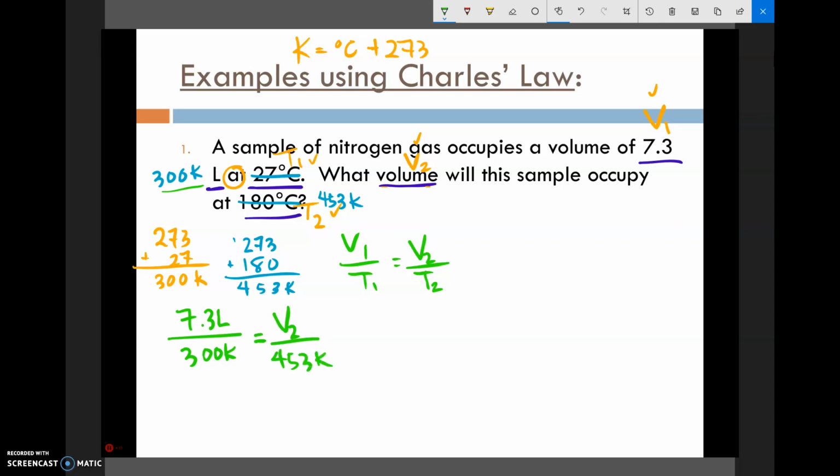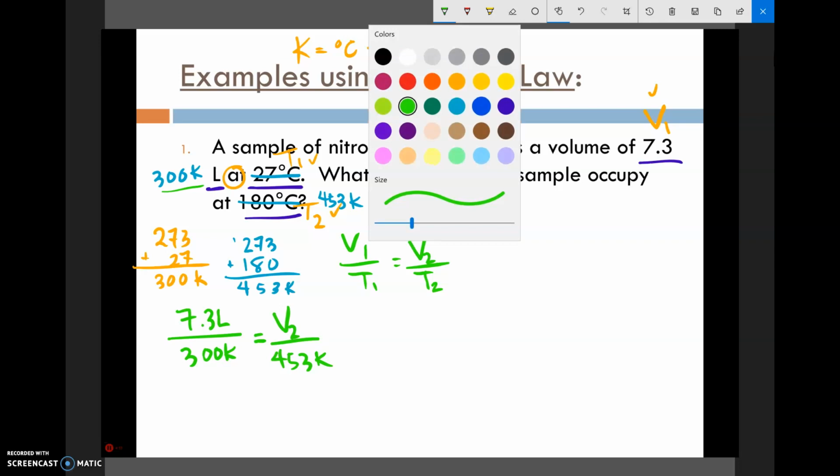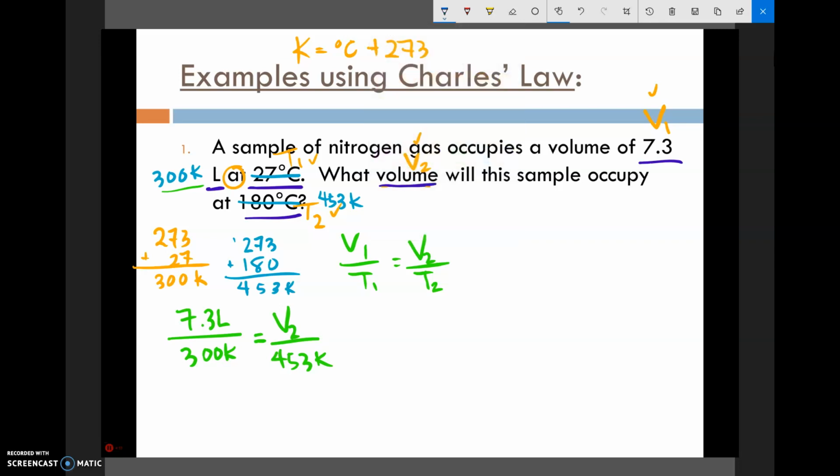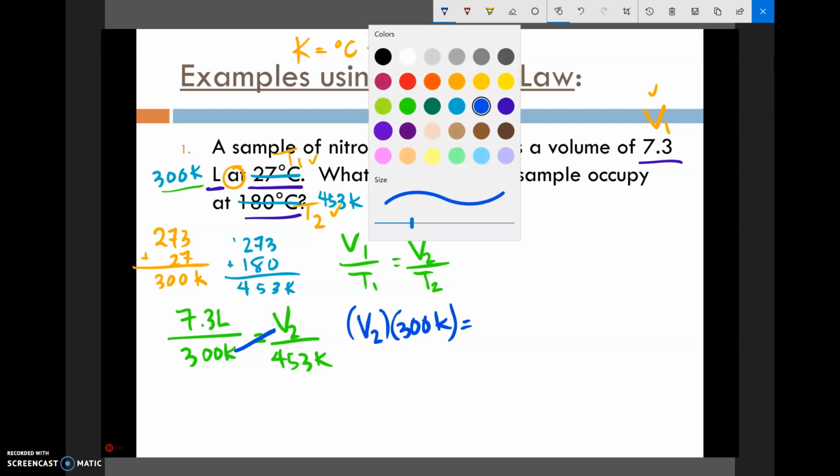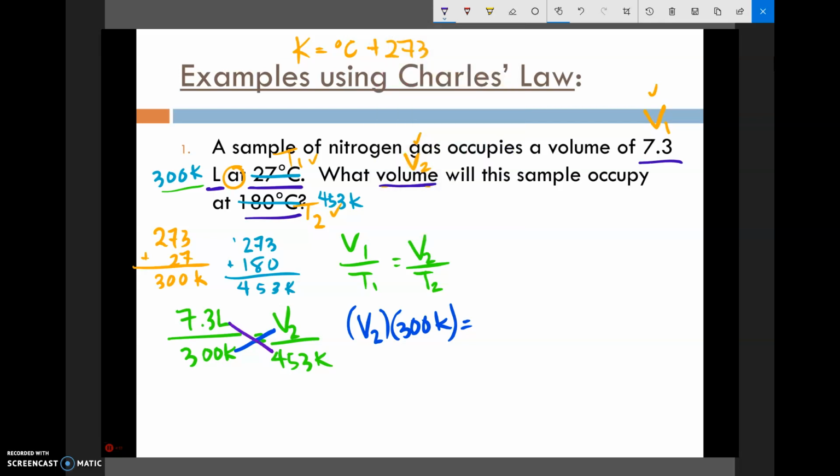From here, it's just a math problem. My suggestion is to cross multiply, but you can do whatever makes you more comfortable. If you want to manipulate your equation and get the variable, which is V2, alone, do that. If you want to cross multiply, do that. Whatever works best for you. So right here, we're going to cross multiply. We get V2 multiplied by 300 Kelvin, and on the other side that's going to equal 7.3 liters multiplied by 453 Kelvin.